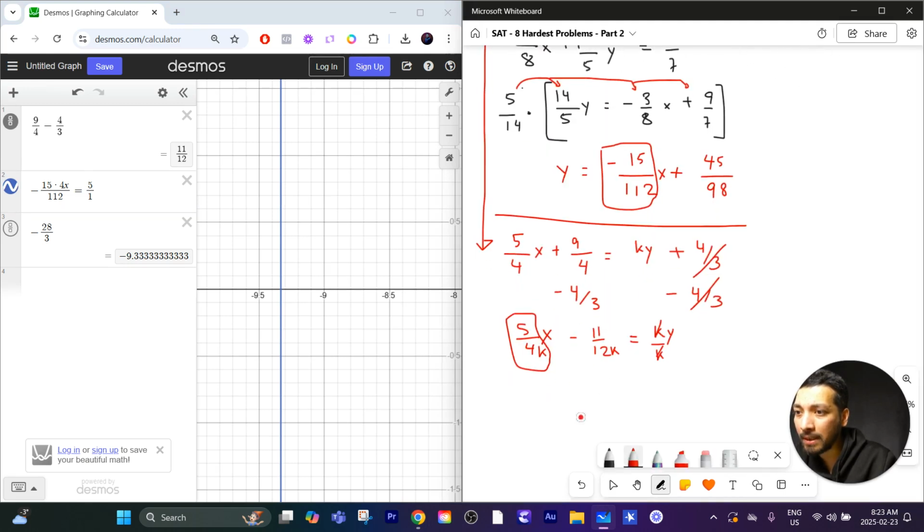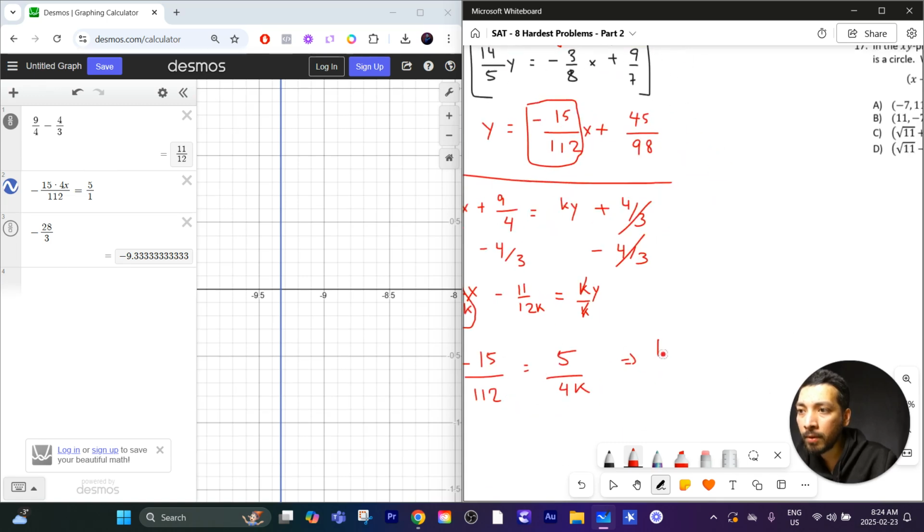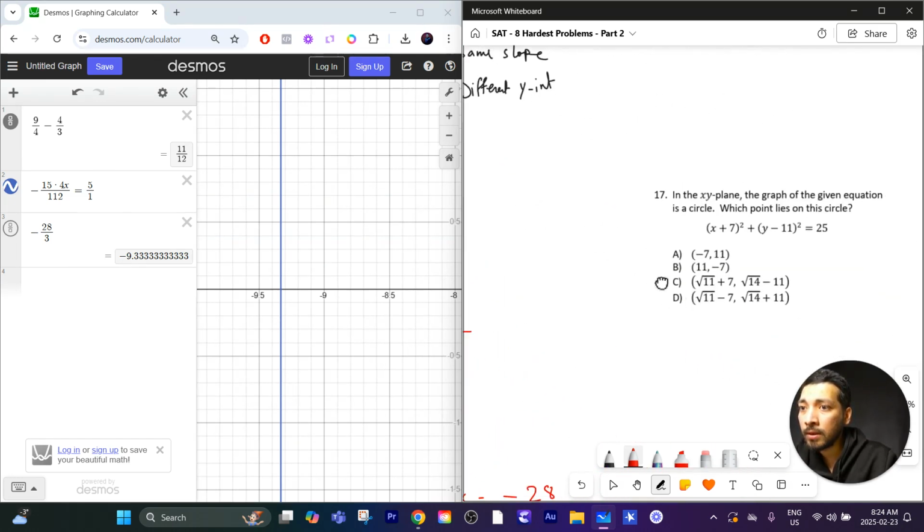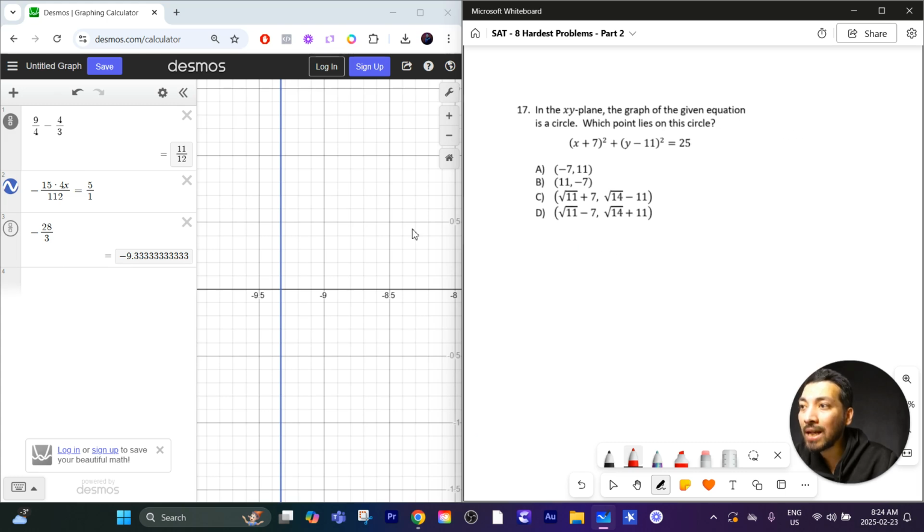I hope that makes sense. Let me know how you would solve this problem. K is equal to negative 28 over 3. Perfect. Now, let's move on to our last problem in this worksheet.